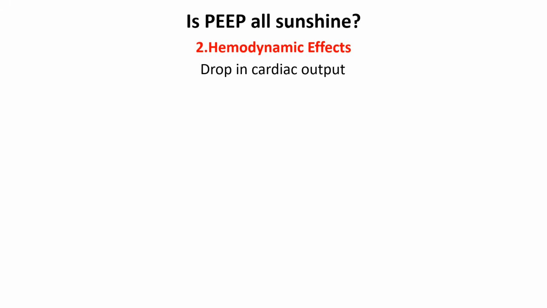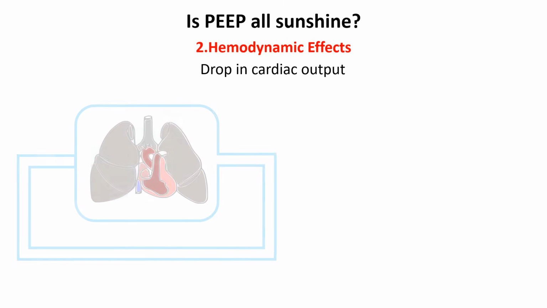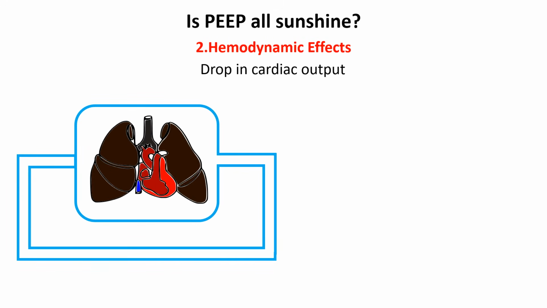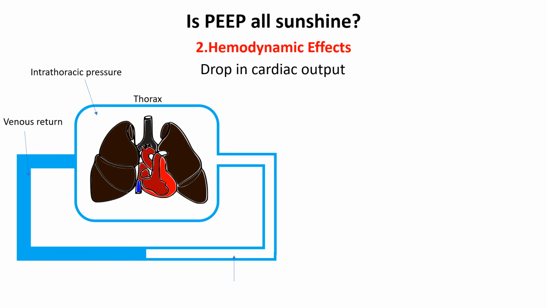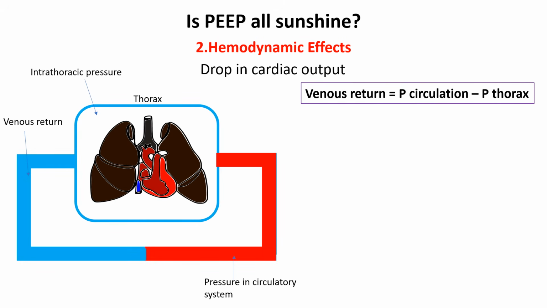The other problem PEEP can cause is a drop in cardiac output. Venous return to the heart is very dependent on the difference in pressure between that in the thoracic cavity where the heart is enclosed and that in the circulatory system. In normal breathing, the respiratory system operates as a negative pressure system. When we inhale, the diaphragm moves downward, expanding the chest cavity and creating a drop in intrathoracic pressure. This negative pressure pulls air into the lungs and also reduces pressure on the right side of the heart, making it easier for blood to return from the veins.